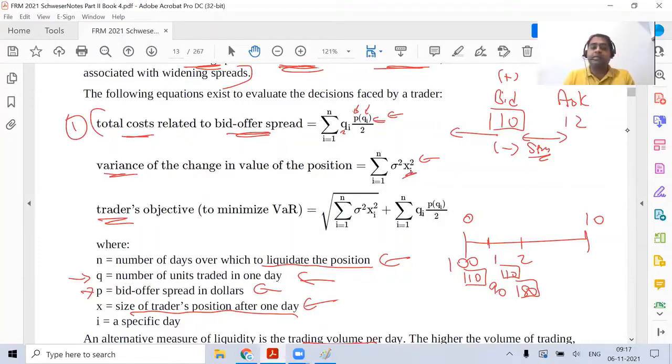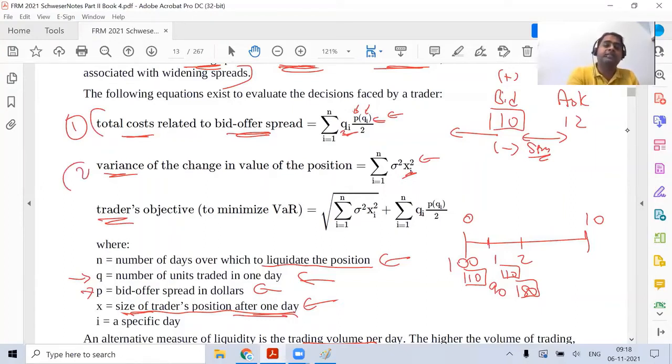The X1: X represents the size of the position after one day. That means the risk that I have as a trader after the first day, and this will keep on getting reduced as I move ahead in time. The first formula is only giving you the logic that, given the bid offer spread and the total quantity that is traded in a day, it helps me identify the cost when I want to unwind. Have a look at that first formula. That's a straightforward cost for me.